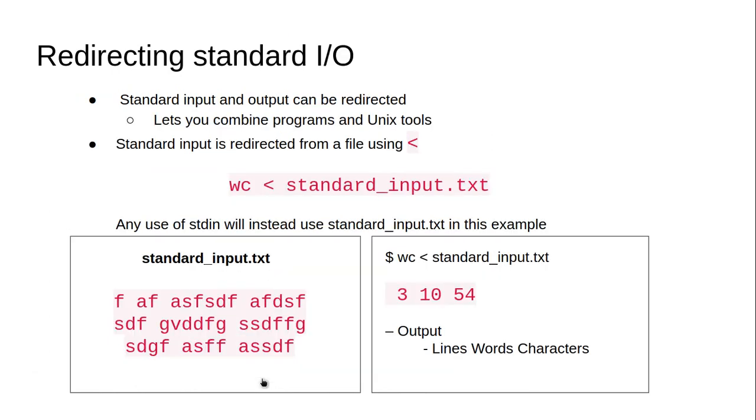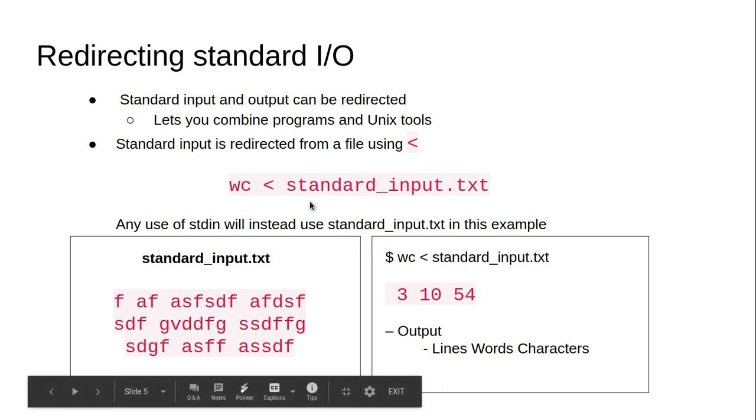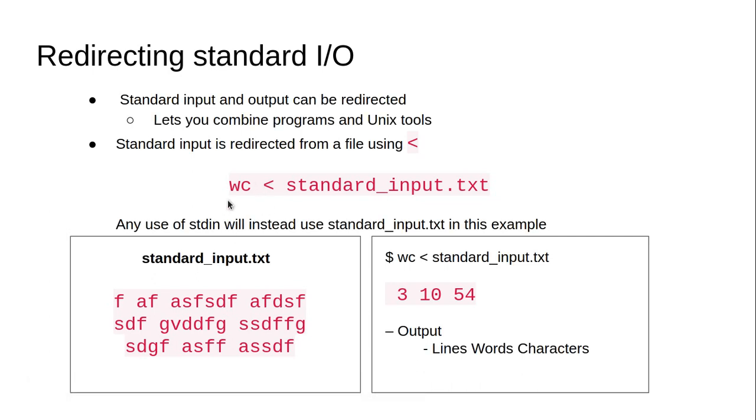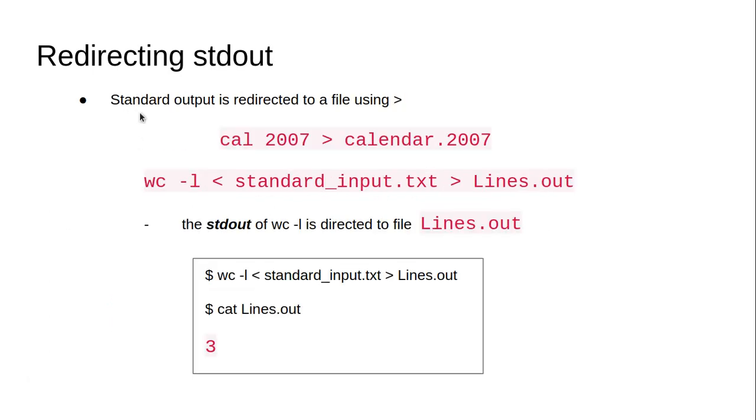So, redirecting standard IO. Here the standard input is taken from the file that we are redirecting to the word count. Now we are redirecting the standard out. cal is a utility in Linux. It shows you the calendar, and I'm looking for the calendar of 2007, and I'm storing it in a file called calendar.2007. So here the standard output of this particular command is getting stored into this file. This redirection will create the file if it is not existing, and it will write the contents of this output to this particular file.